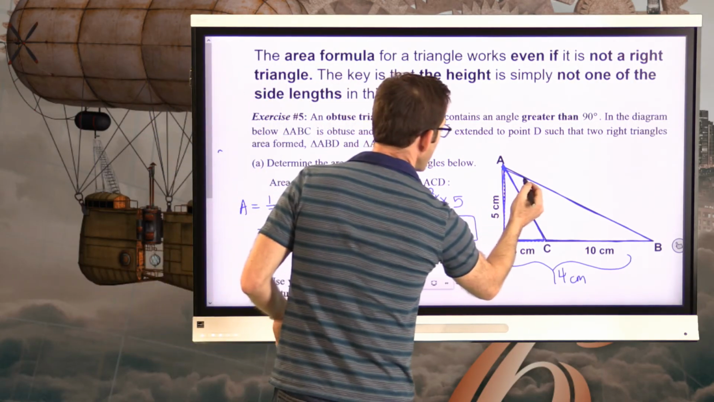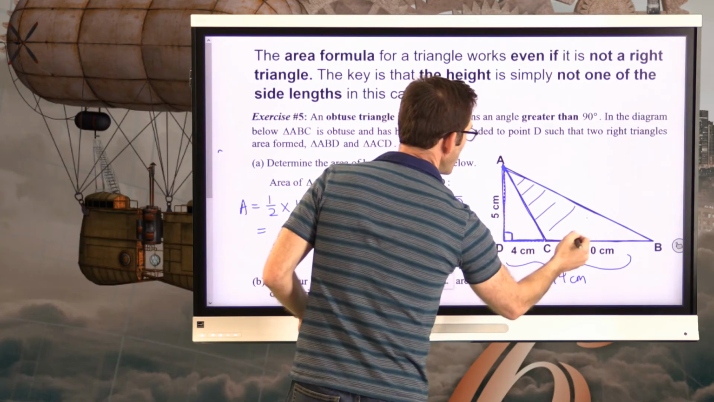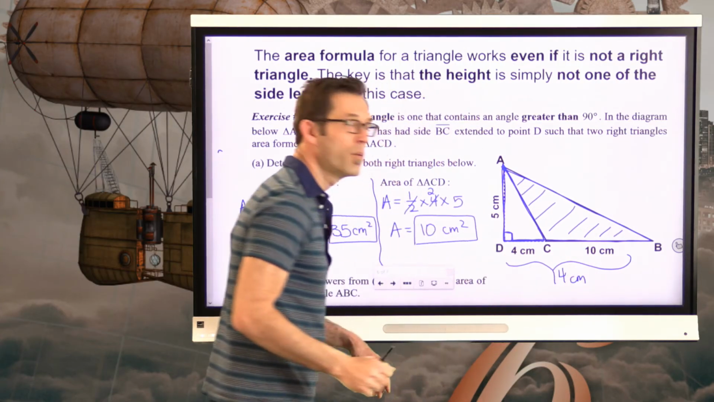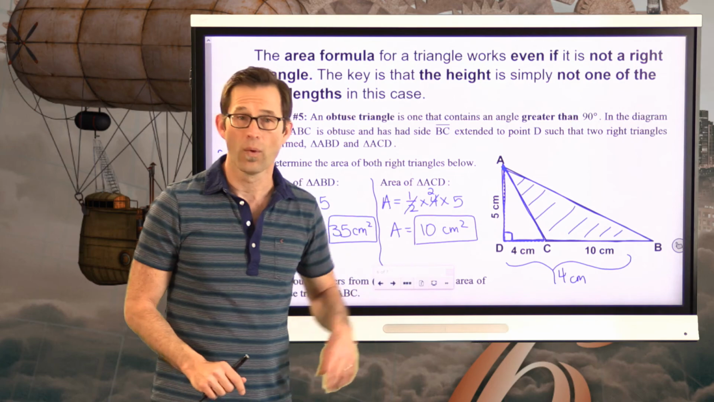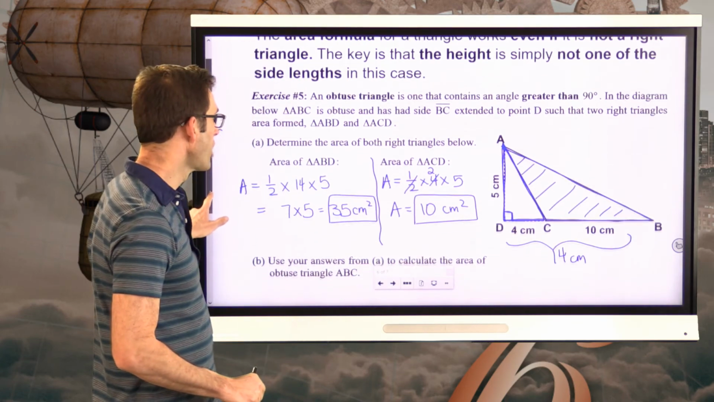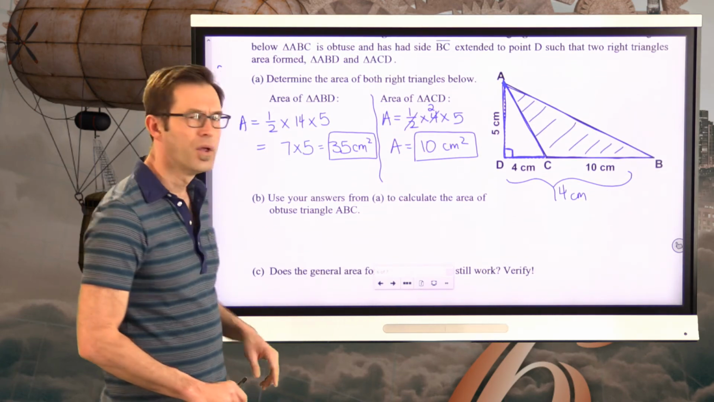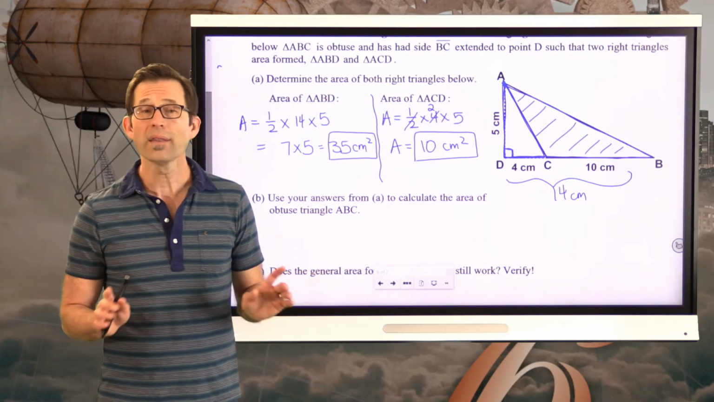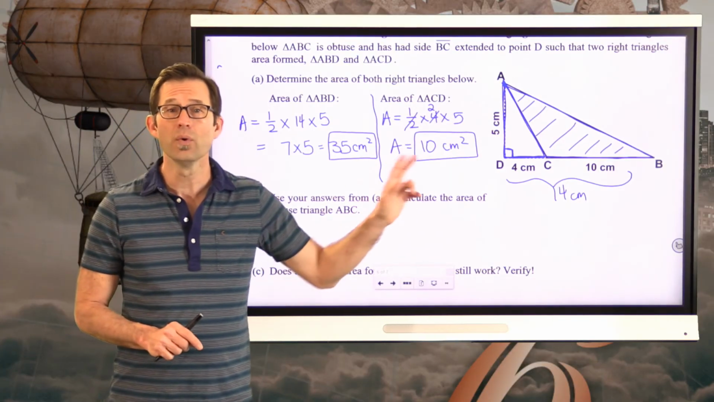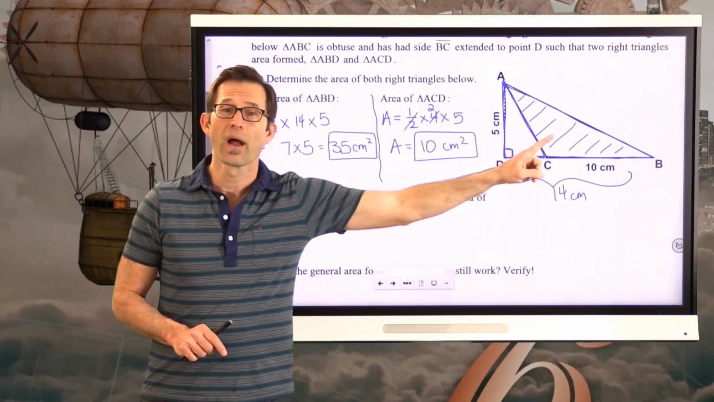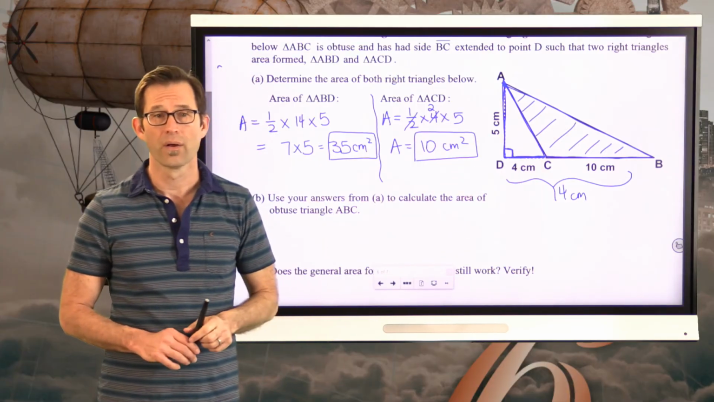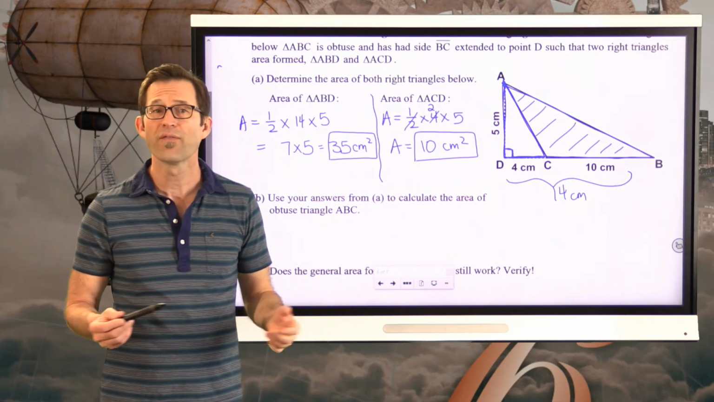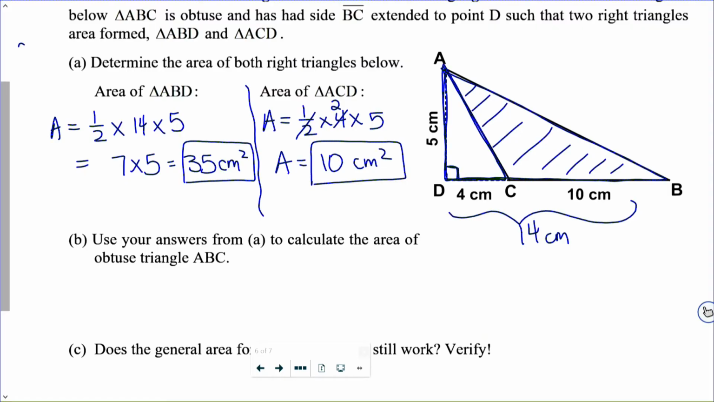All right. Now, before we move on, I want to be very, very clear that the triangle that I'm worried about, the triangle I really want to know the area of, is that one, okay? Triangle ABC. So letter B says, use your answers from A to calculate the area of obtuse triangle ABC. Okay, I'd like you to think about what you need to do with these two numbers to figure out the area of that shaded triangle. Pause the video now and figure out its area.